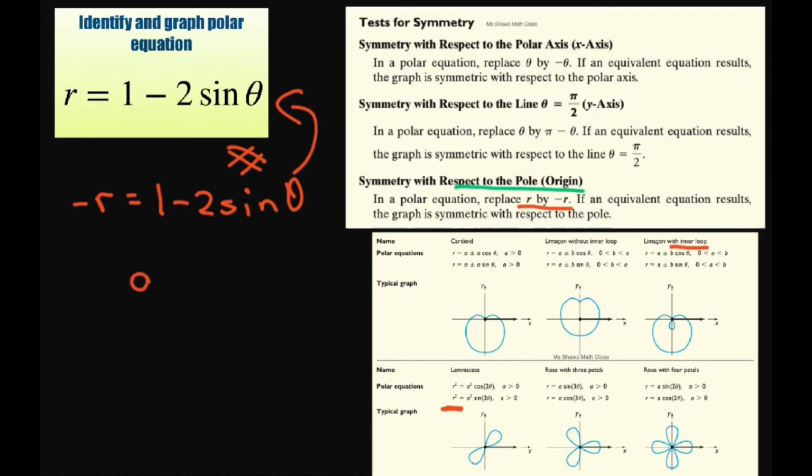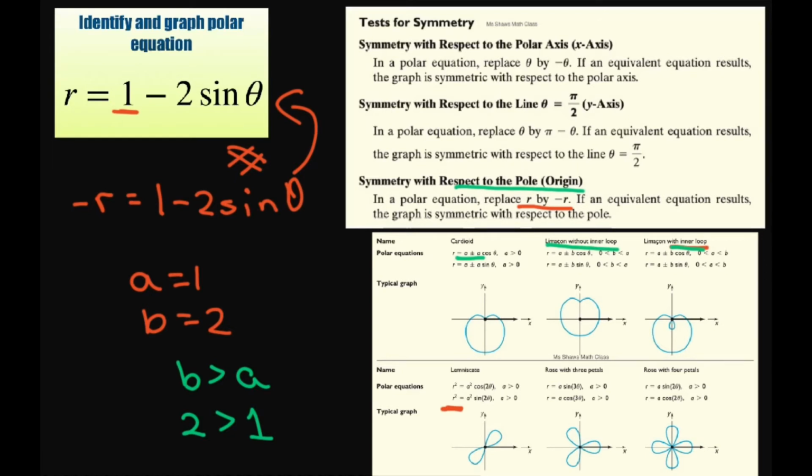That's because my a equals 1 and my b equals 2. Since my b is greater than my a, or 2 is greater than 1, that means it's a limacon with an inner loop. If it was reversed, it would be without an inner loop. If it was the same, like 2 equals 2, then it would be a cardioid. So basically, it has this inner loop thing going on, and they're a little harder to graph.